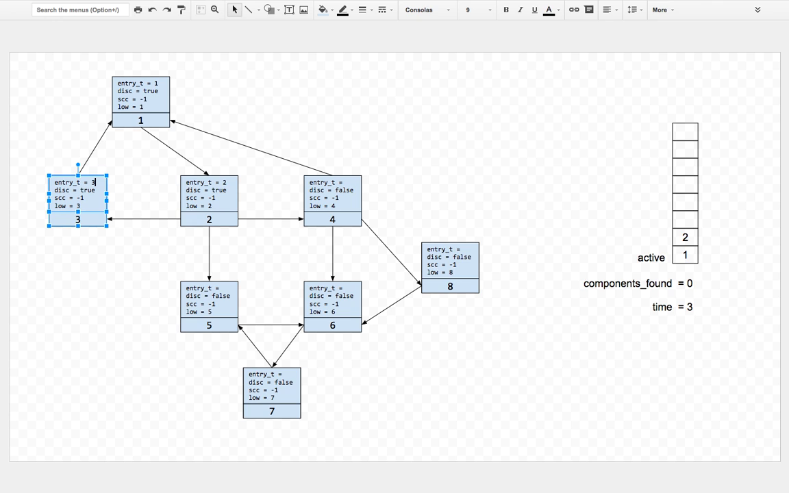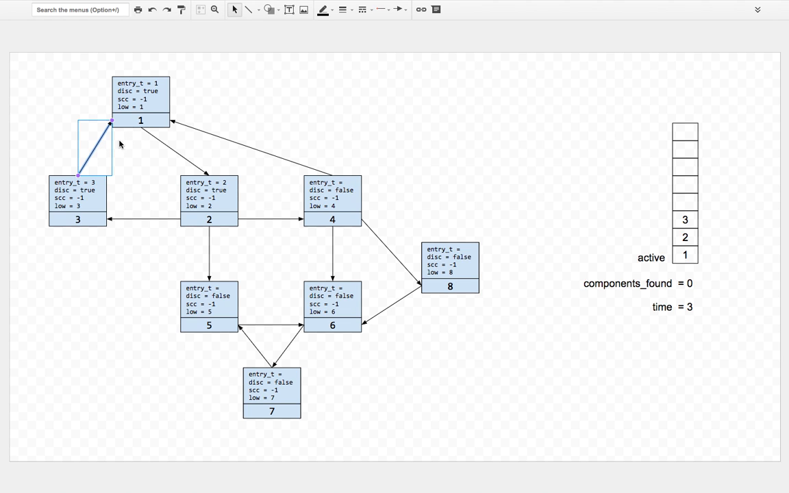The time of entry is now 3. And we are going to now process this vertex early, which involves, again, pushing it onto the active stack. Once we've processed this early, we begin processing its edges. It has only one out edge, 3 to 1. And this edge is now a back edge because the vertex to which it points has already been discovered. Discovered is true. It was the first one we discovered.